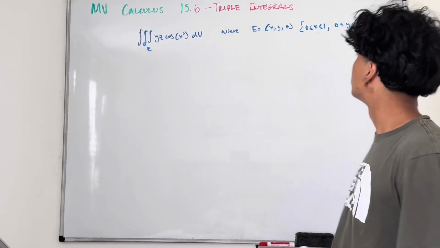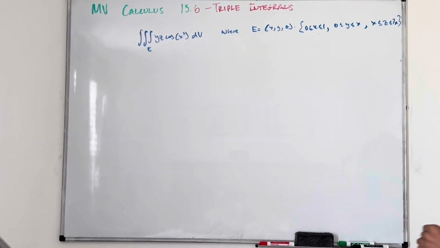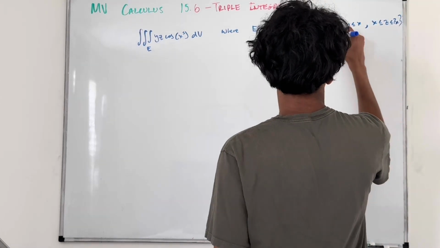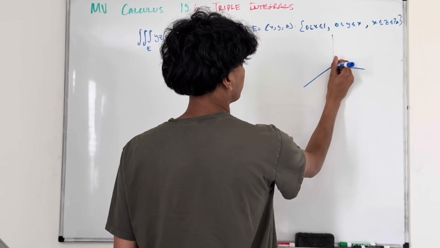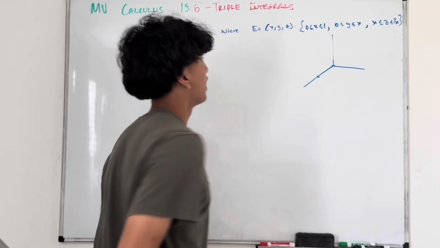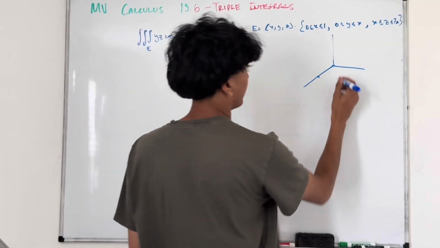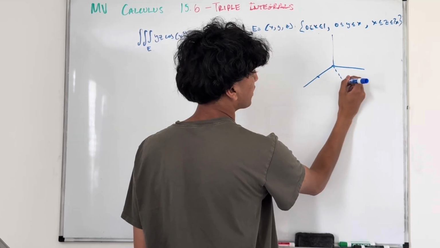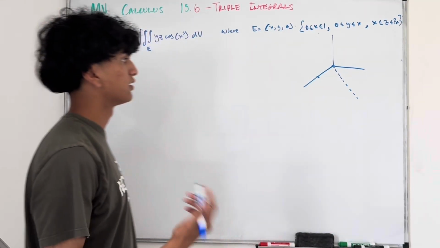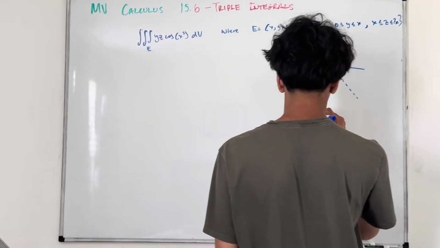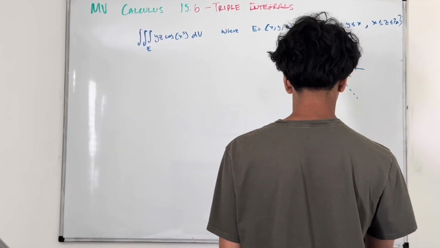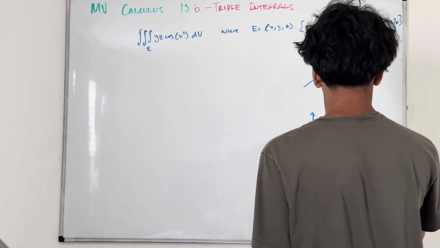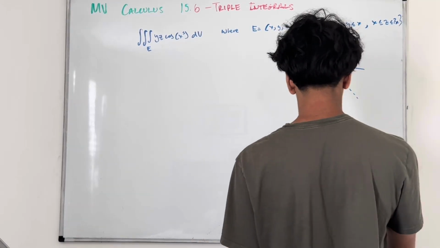And so let's get an idea of what the region looks like. If we draw this out, x is going to be between 0 and 1, and y is going to be less than x. So if you think about drawing the line y equals x, if I imagine this right here, y equals x.